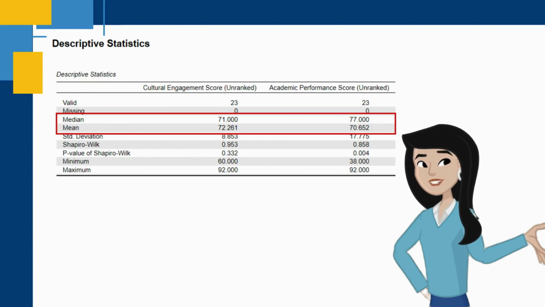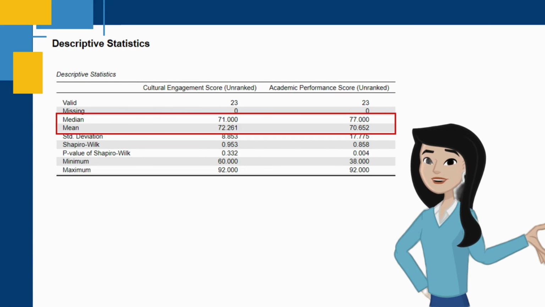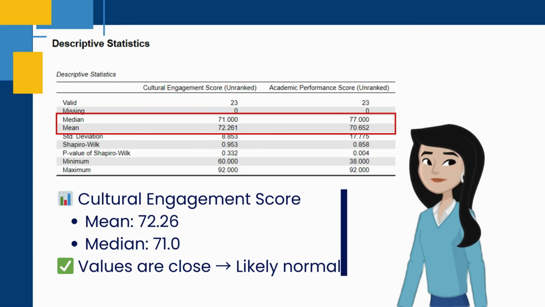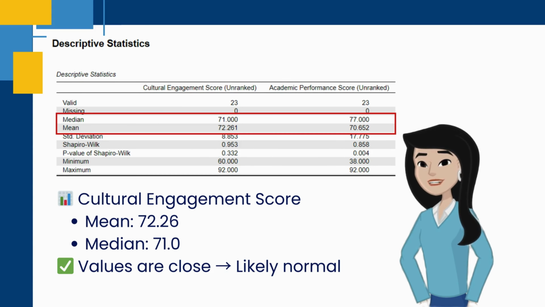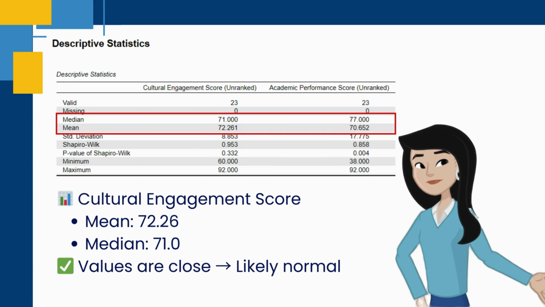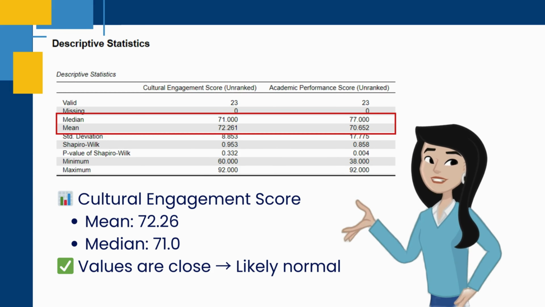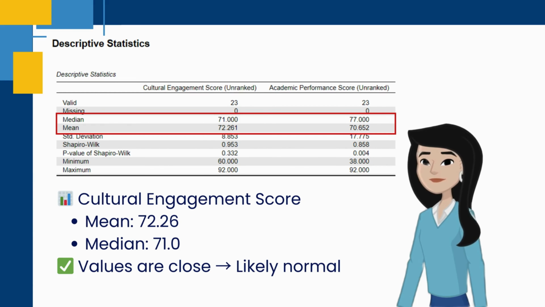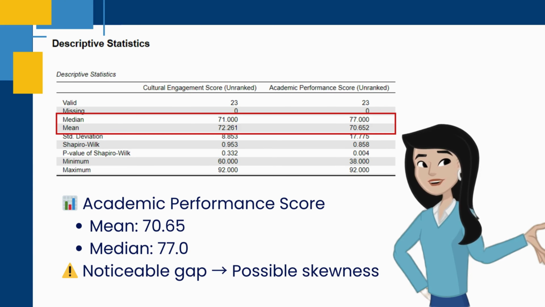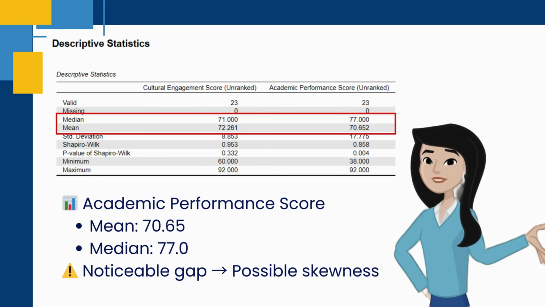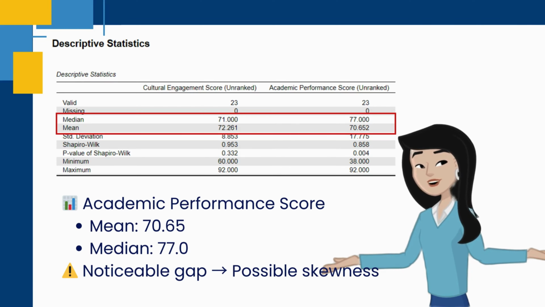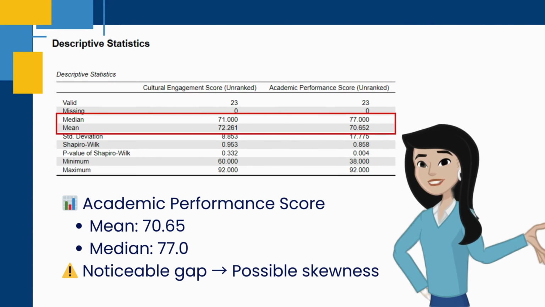First, we compare the mean and median of each variable to get a quick idea of the data distribution. For Cultural Engagement Score, the mean is 72.26 and the median is 71.0. Since they are close, the distribution appears approximately normal. For Academic Performance Score, the mean is 70.65 and the median is 77.0. The gap suggests the data might be skewed.